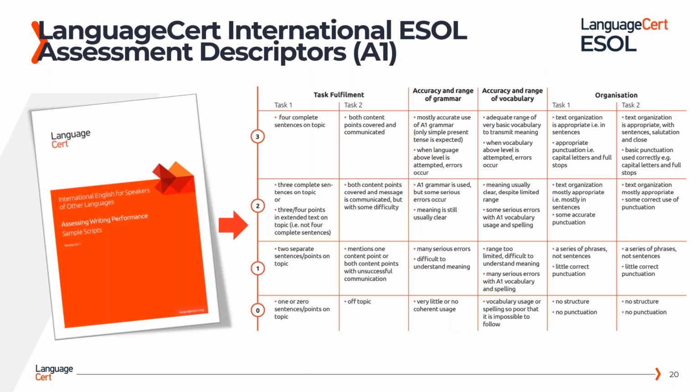Here you can see where to find the A1 level assessment mark scheme. You'll find it in the Assessing Writing Performance Handbook, which is on our website. Actually, in this book, you will find not only the mark scheme for all levels, but also clarifications about the writing exam, sample scripts, and how they have been marked by our assessors and more.